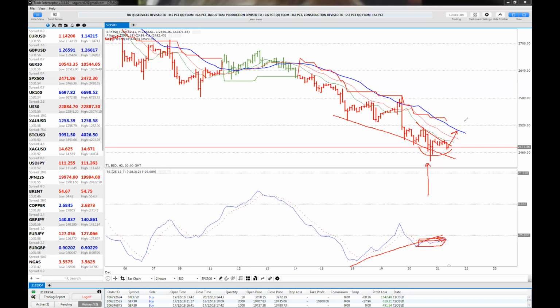We will follow this chart, this 2-hour chart, during the day. I will show you often what this chart is doing, and if there is a new signal or not.